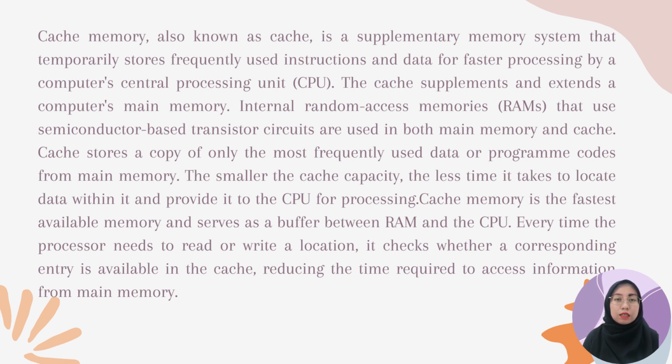Random access memory (RAM) that uses semiconductor-based transistor circuits is used in both main memory and cache. Cache stores a copy of only the most frequently used data or program code from the main memory. The smaller the cache capacity, the less time it takes to locate data within it and provide it to the CPU for processing. Cache memory is the fastest available memory and serves as a buffer between RAM and the CPU.